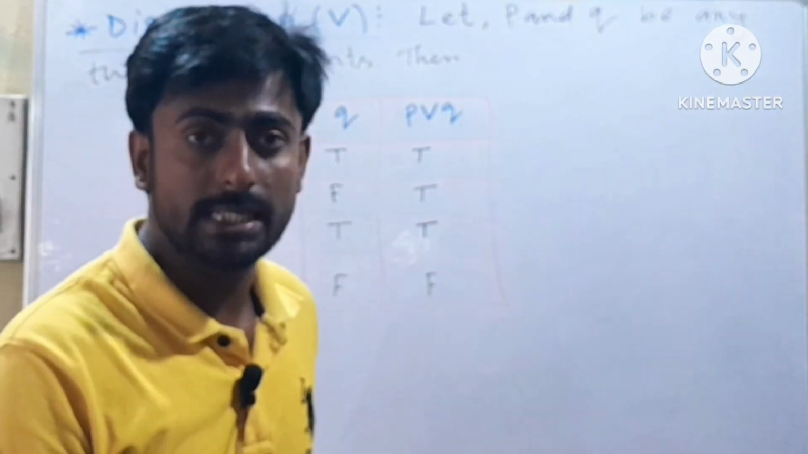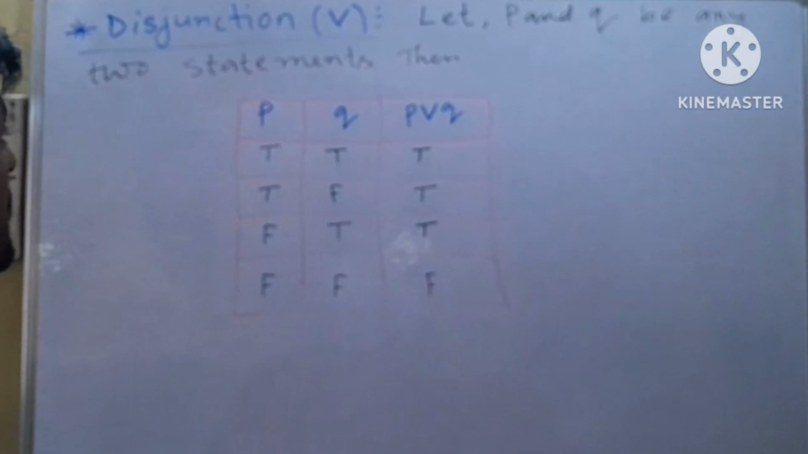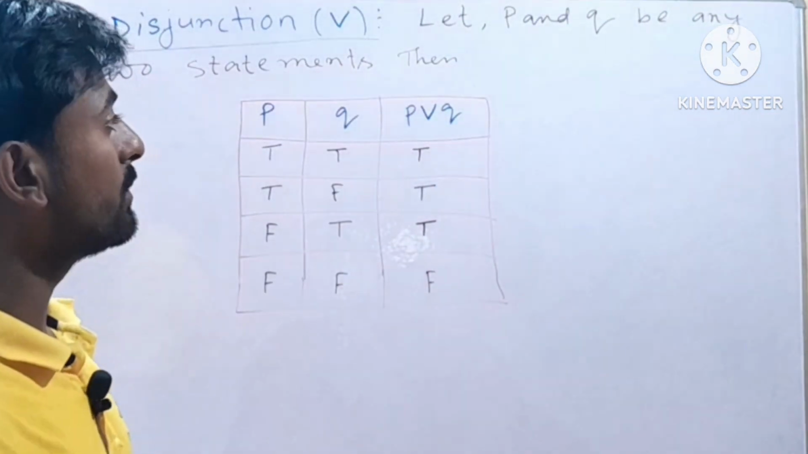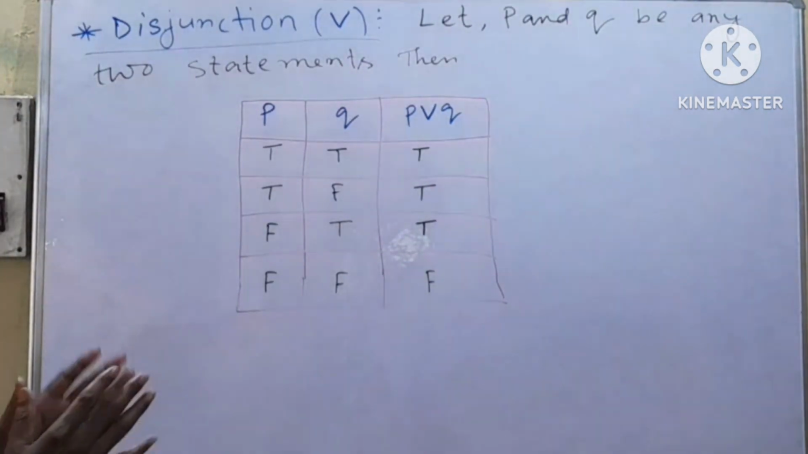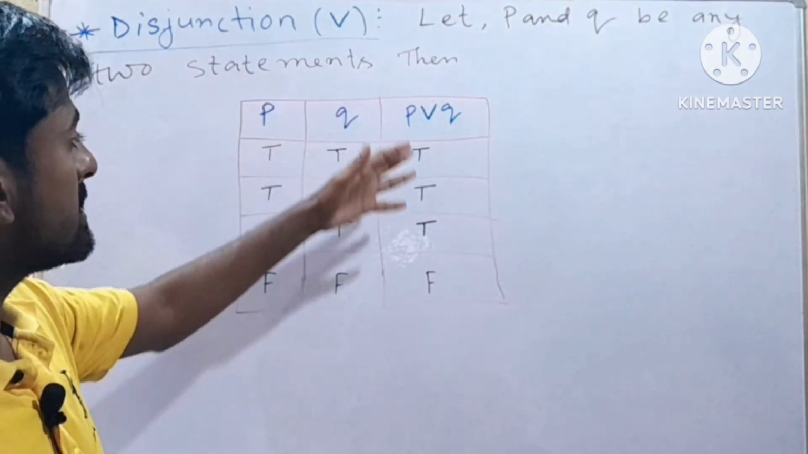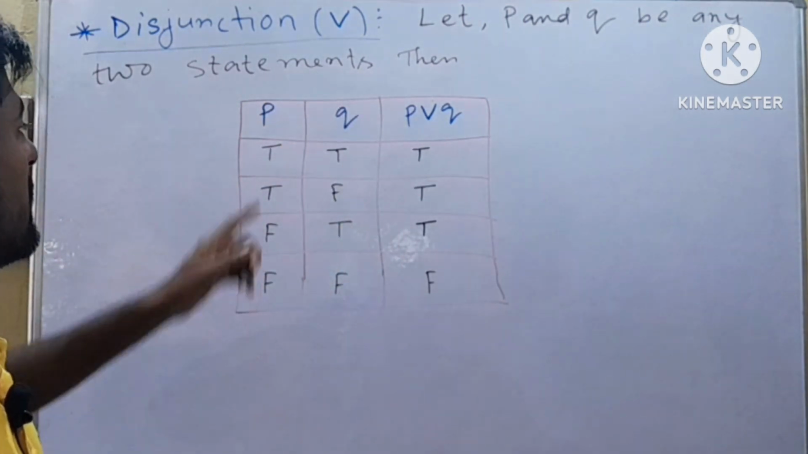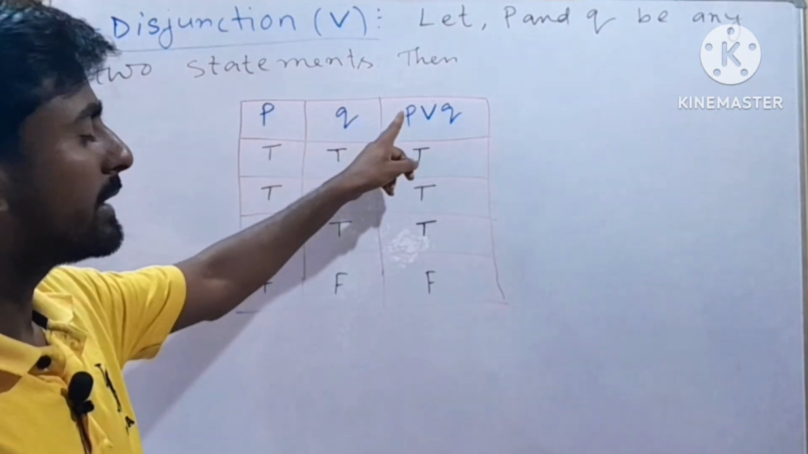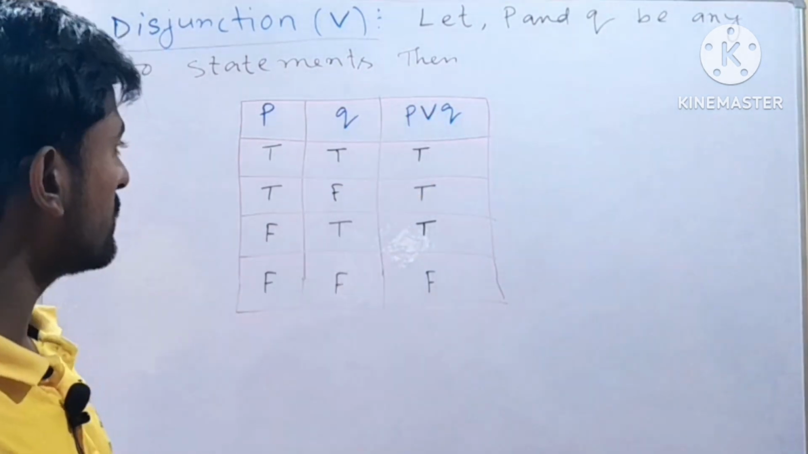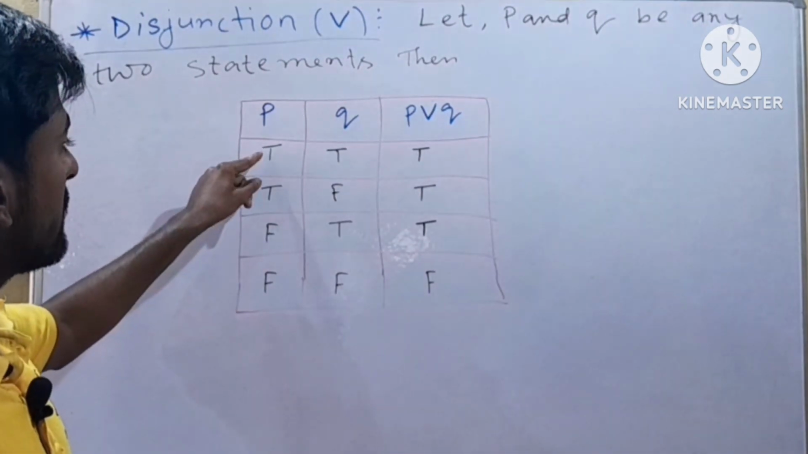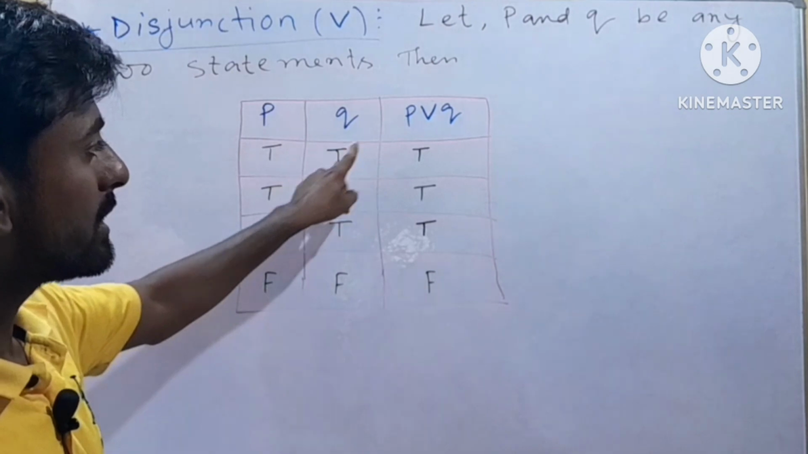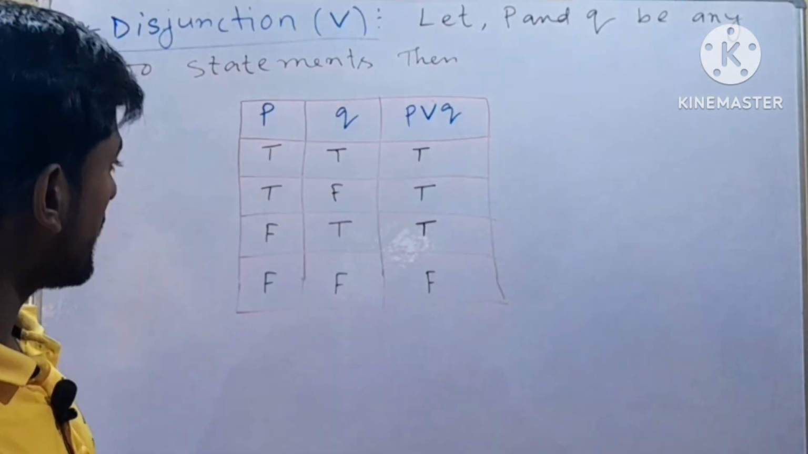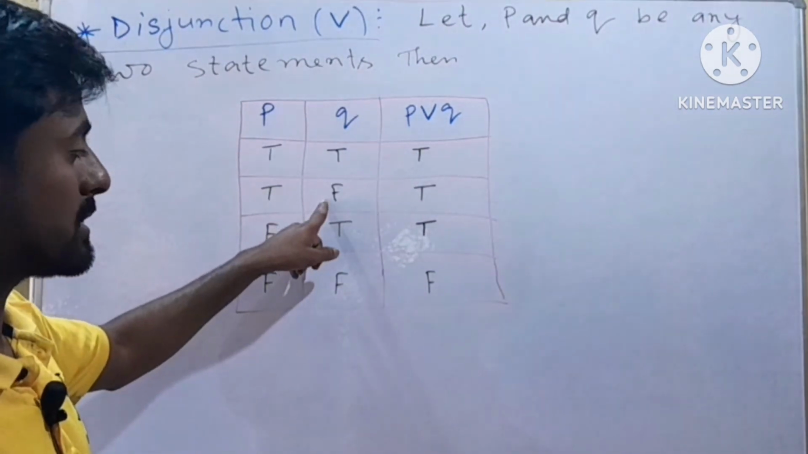Next, we are going to discuss the table for disjunction. Here, let P and Q be any two statements. Then, the table for disjunction is given here. Statements are P and Q. Then, disjunction of P and Q. First of all, we take P is true, Q is true. Disjunction will be true. Next, P is true, Q is false.